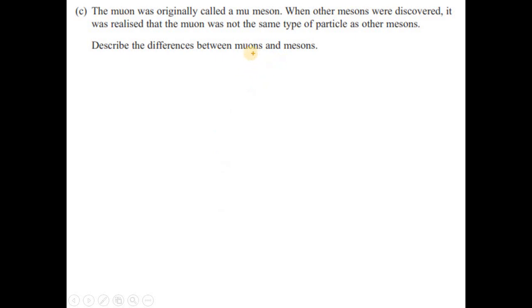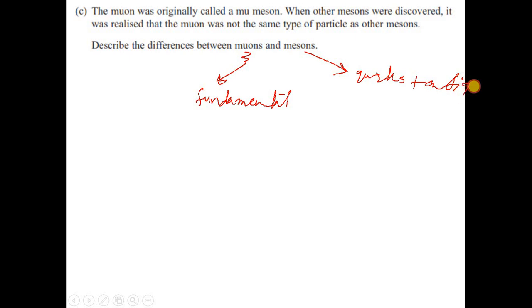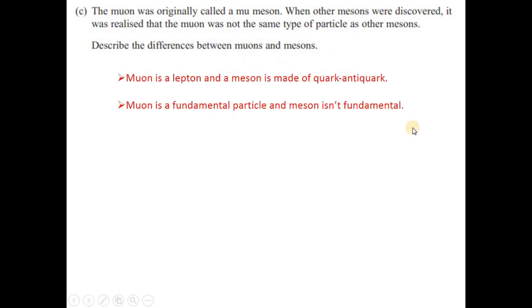So remember, muon is a fundamental particle, while meson is not a fundamental particle. It is made of a quark and an anti-quark, so two quarks, quark plus anti-quark, while muon is not made of quarks. So muon is fundamental, while meson is not fundamental particle. Muon belongs to the lepton family.